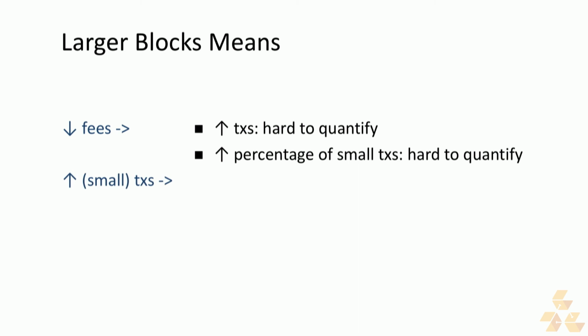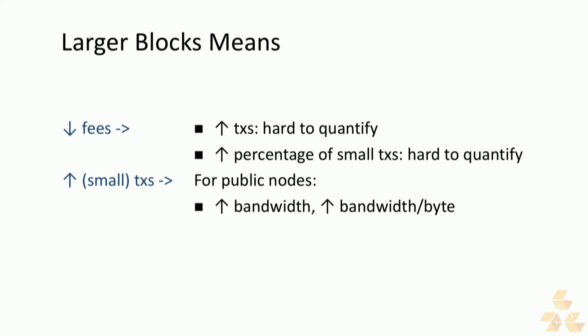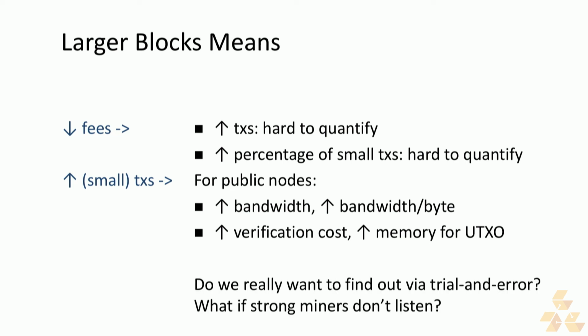A higher number of transactions and a higher percentage of small transactions means that public nodes will have to spend more bandwidth and more bandwidth per byte, because small transactions consume significantly larger bandwidth per byte than large transactions. And higher verification cost and higher memory consumption, because the UTXO, the unspent transaction output, will consume more memory. Do we really want to find out via trial and error? What if strong miners won't listen to public nodes?